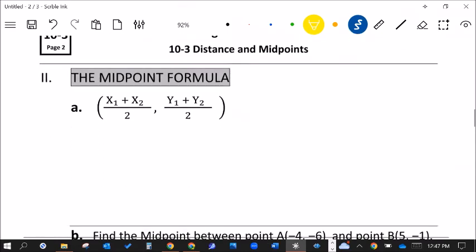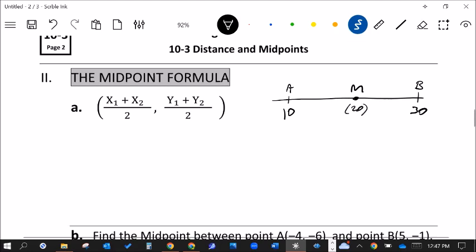Now, looking at the midpoint formula, this is where we're simply finding the place in between. If I have a point a and a point b, we are looking for the midpoint, m for the midpoint. If this is 10 and this is 30, you can realize this is going to be 20 because that's exactly in between 10 and 30. But one way to do it is to add the two ends and divide by 2.